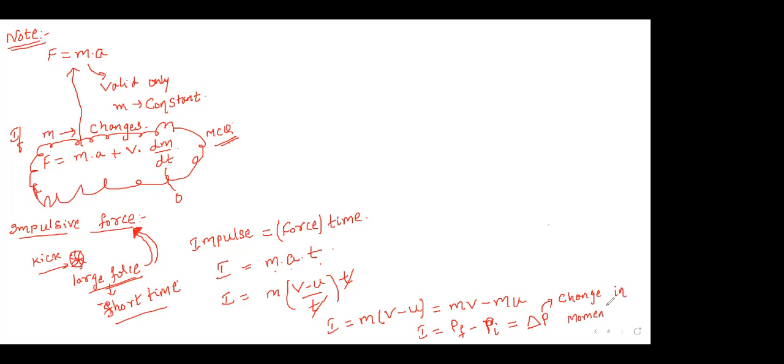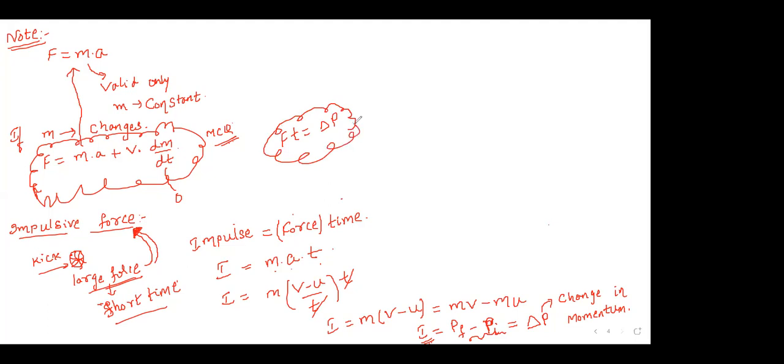The change in momentum is nothing but I. What is that I called? Impulse. So here clearly you can prove that impulse is nothing but the change in momentum. How is the impulse measured? Force into time. So I can write F into T as the change in momentum.